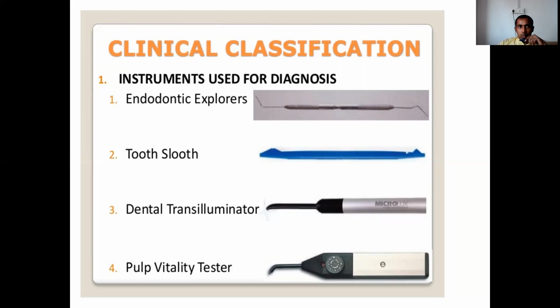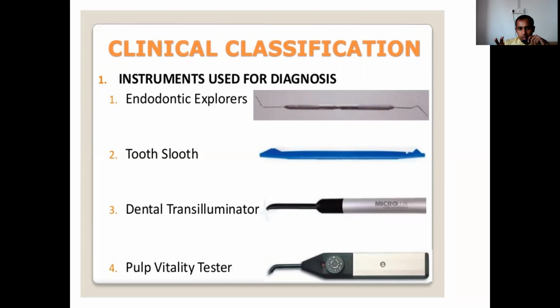These instruments are used to assess the vitality of the tooth, whether the tooth is vital or non-vital. Pulp vitality tests are mainly of two types: the thermal test and the electric pulp test. Thermal tests are again divided into the heat test and the cold test. The image shown is called the electric pulp tester.